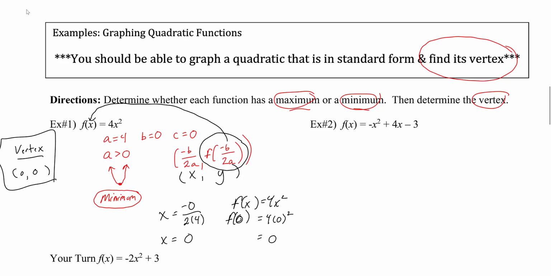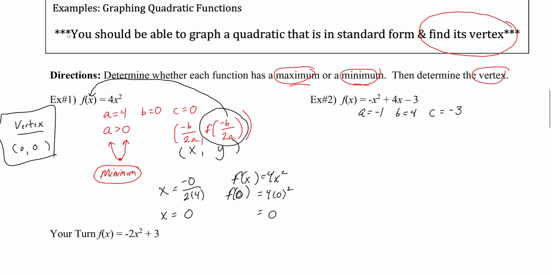All right, so let's do one more example, and then I'll have you try the last one. List out your a, b, and c. Your a value is negative 1. Your b value is 4. Your c value is negative 3. So again, first thing we see is a is negative. So since a is negative, that means we have a frowny face. We're not happy. So this tells us our vertex is up here at the highest point, which means we're going to have a maximum.